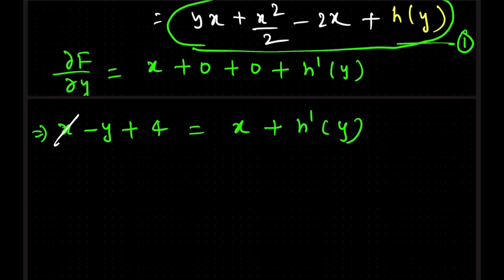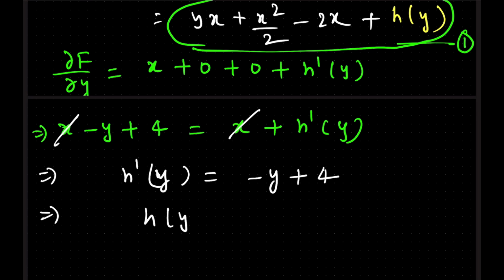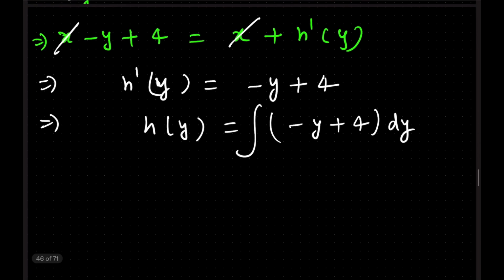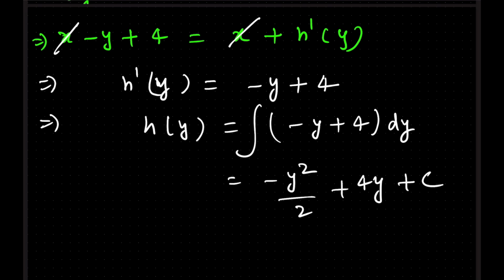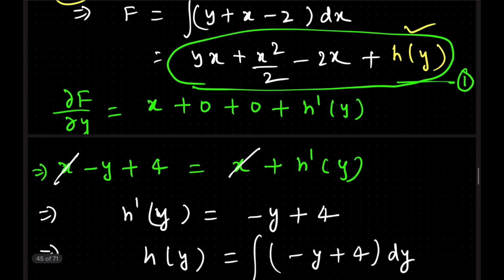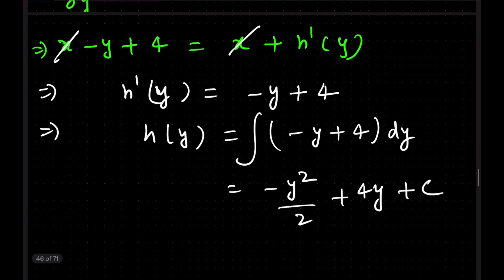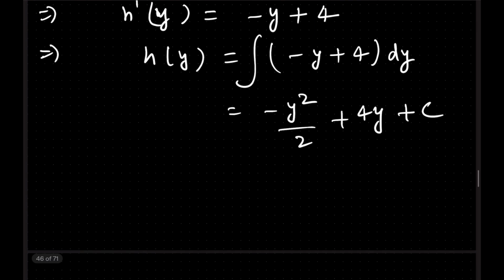So here you can see that your x will get cancelled and you get h dash y as minus y plus 4. Now integrate it with respect to y, minus y plus 4 dy. When you integrate it, you will get minus y square by 2 plus 4y plus a constant. Okay, so now just put this in our equation 1 and you will get the solution.